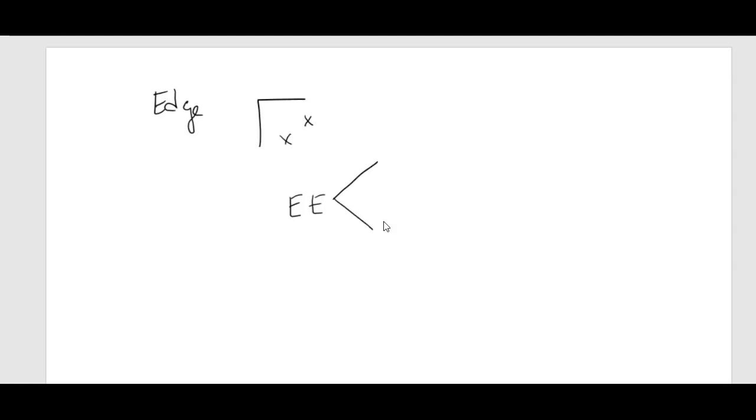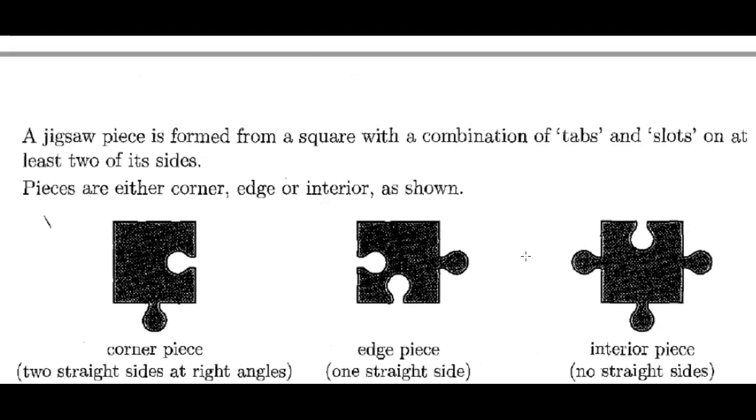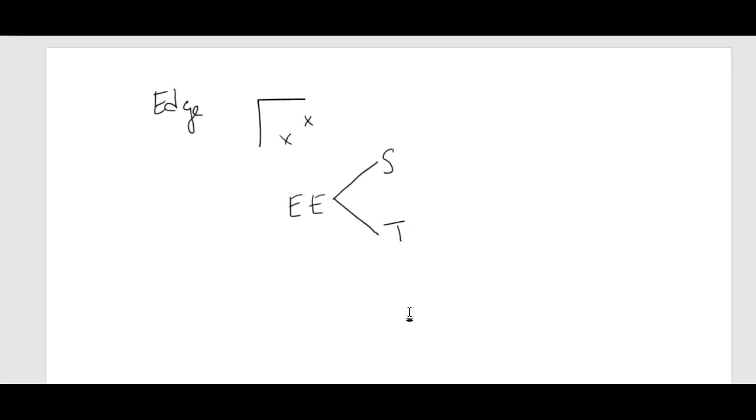So I'm just going to use S and T like the solution has used. I can't remember what they called S and T though. Let me just say, slots and tabs. So a slot is when it goes in, a tab is when it goes out. So you could have either a slot or a tab for the other piece. And then your next piece, a slot or a tab, and I'll do the same for that.